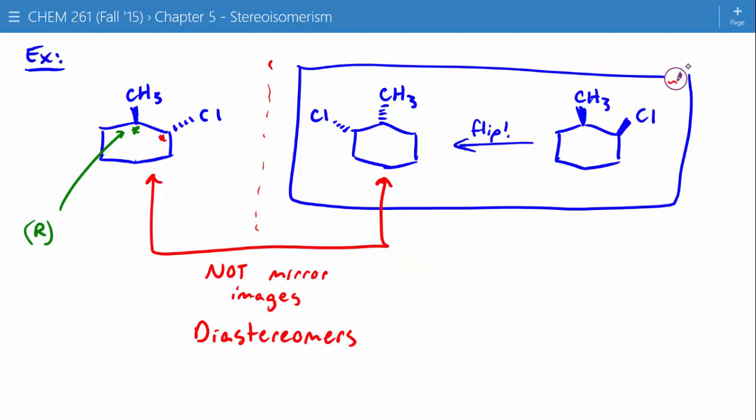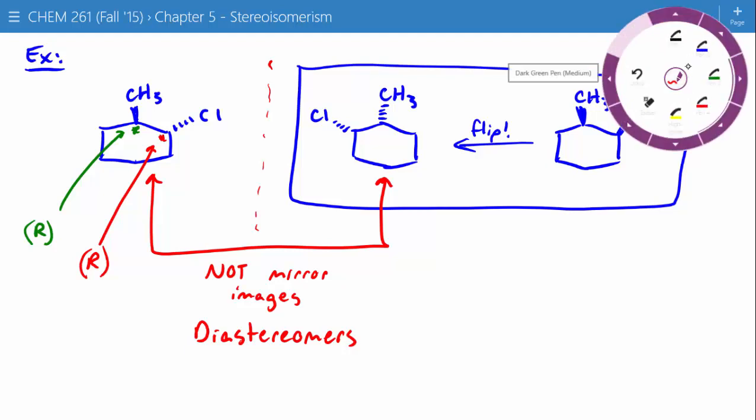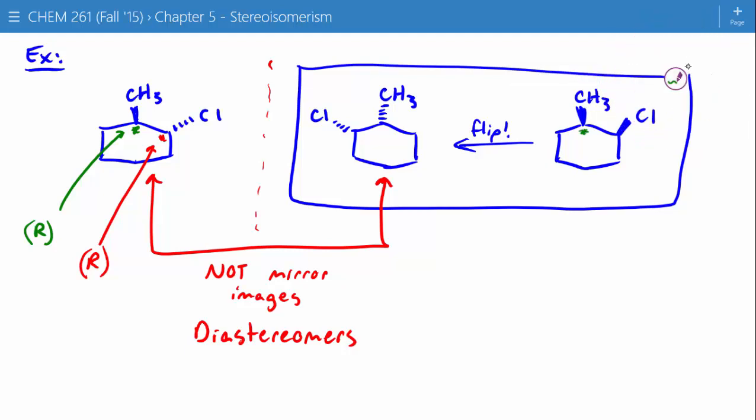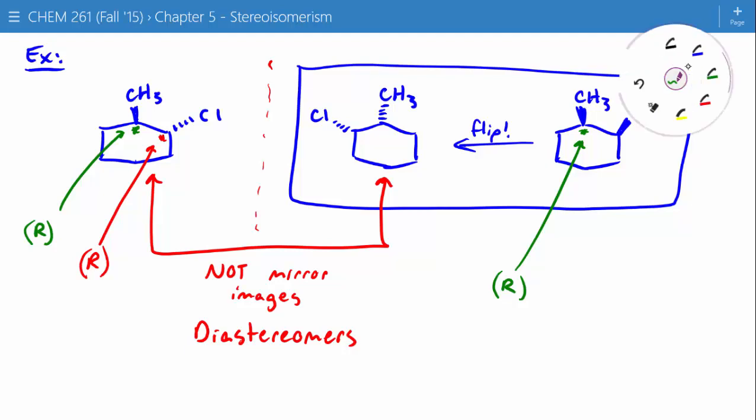It would be R. Class full of pirates. All right, let's do the same thing for the other one. What's this top one? It'd be R. Nothing's changed, right? It's a wedge in both of those. And then let's look at this chlorine over here.